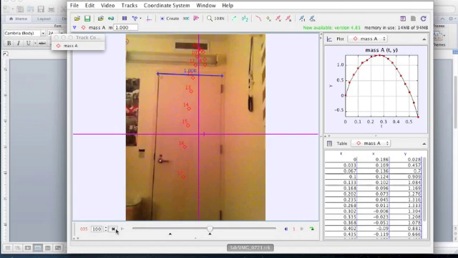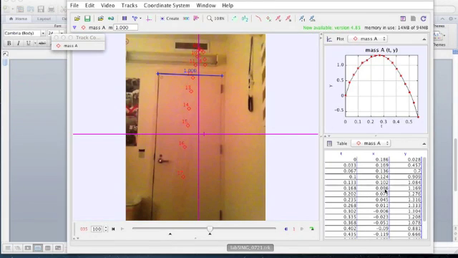After inputting my video in Tracker, I set the length of the door and then followed the path of the ball. Over here, we can see a position versus time graph of the ball in the y direction. We can see that it is a quadratic shape, which makes sense as the ball slows down as it goes to the top and then speeds up as it goes to the bottom.